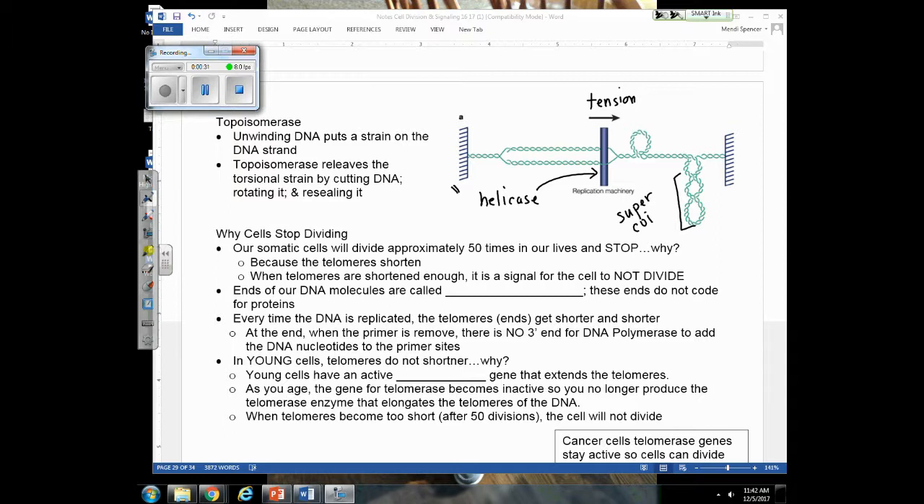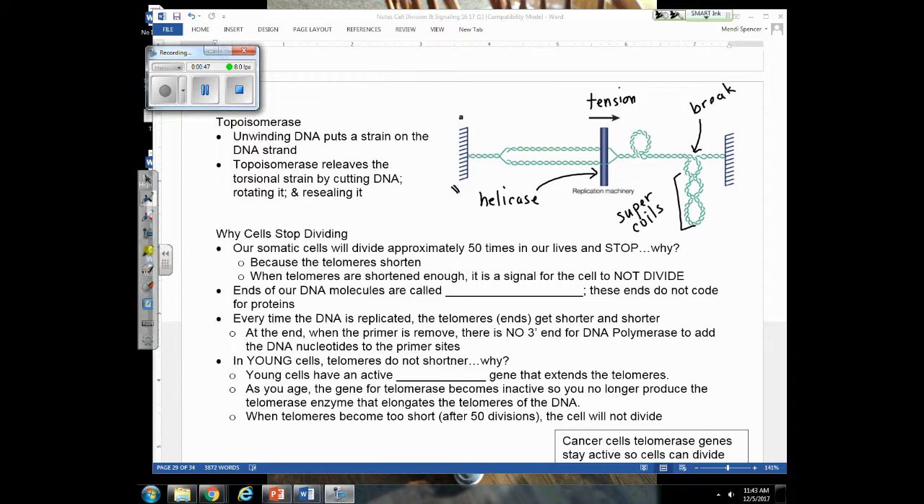So this is just showing you, when we see supercoils, that means there's a lot of tension that's being built up on that backbone of the DNA. Eventually, so much tension can develop that the DNA can break, and we have a small little break right there, and that would be bad. We don't want DNA to break.